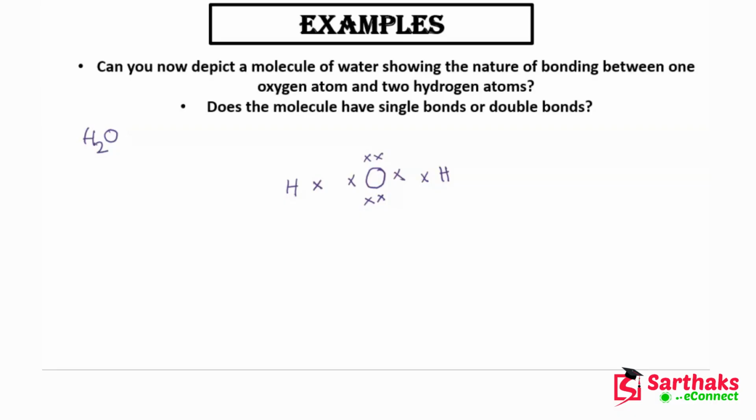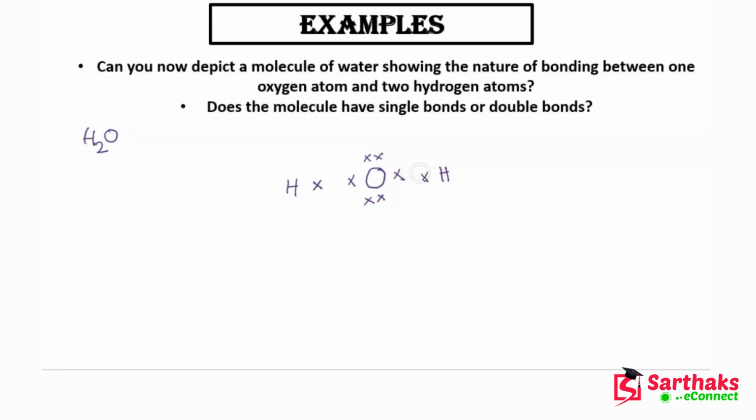Now guys, what will happen if this oxygen wants to complete its octet? It needs 8 electrons, and if this hydrogen wants to complete its shell, then it also needs 1 more electron.